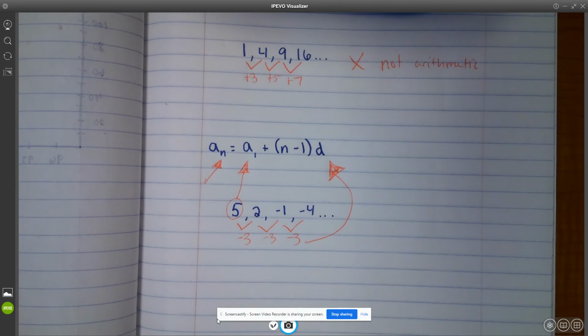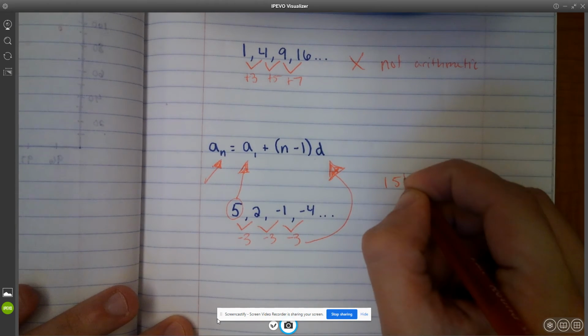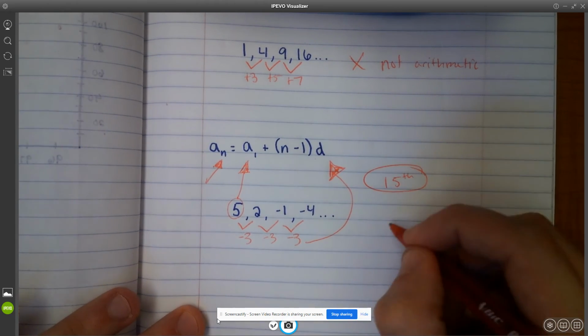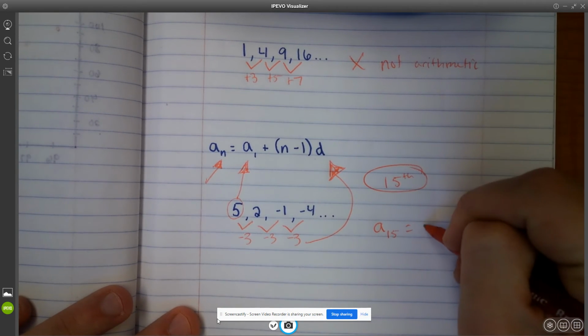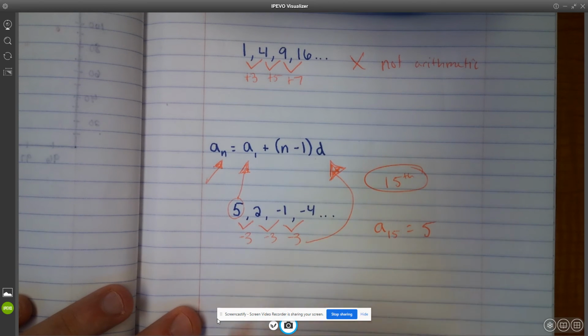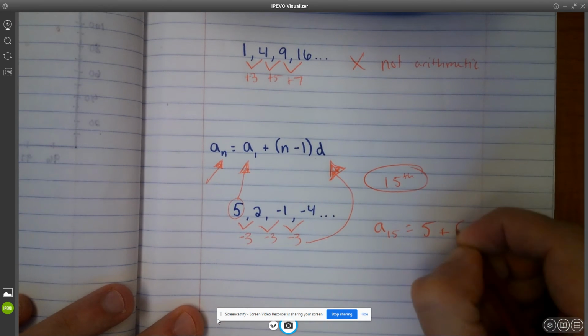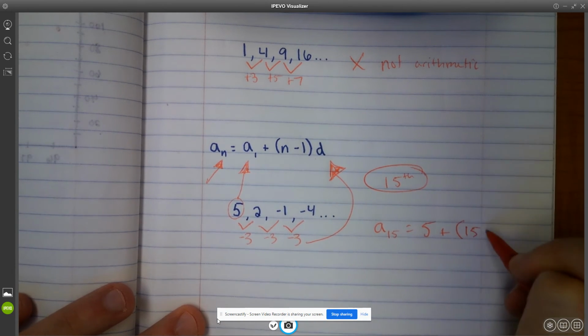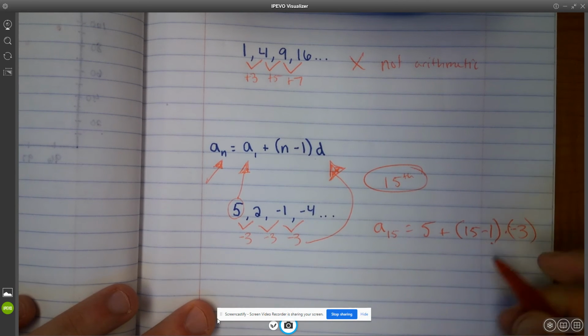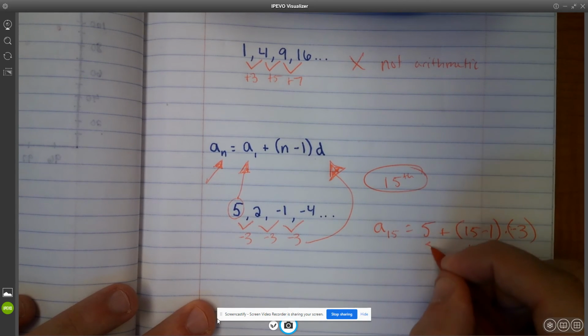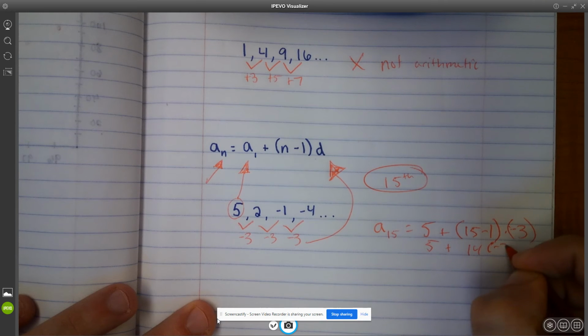Now that I have the first term and I know the difference, I can solve for any number. So let's try to figure out the 15th number in this sequence. So A of 15 is going to be equal to A of 1, which is 5, that's our first term in our sequence, plus our number, which is 15, so we're solving for, minus 1, times our difference, which is -3. 15 minus 1 is 14. So we've got 5 plus 14 times -3.